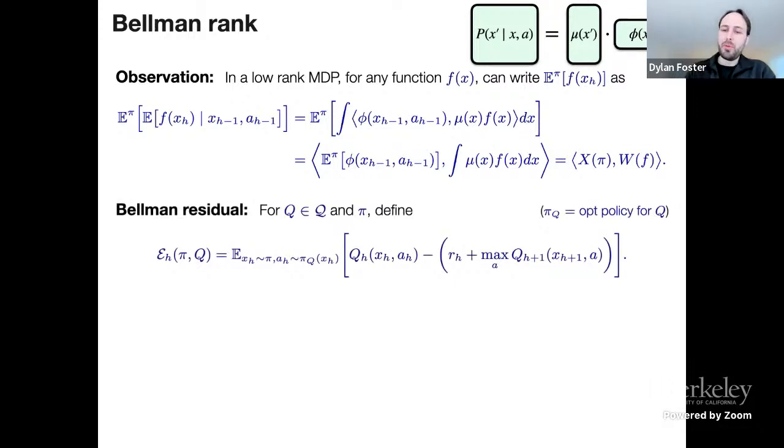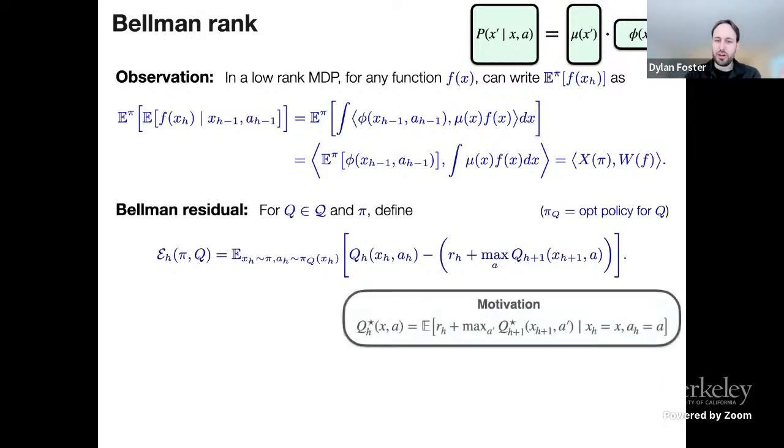These are what we'll call Bellman residuals. Formally, the Bellman residual is a function that depends on a policy pi that I roll in with, and a value function q that I'm considering. This is the difference between the q function at step h and the reward at step h plus the q function at step h plus 1. But we're taking the expectation of this under a process where we follow policy pi until time h, and then choose the action that the policy induced by q wants to take once we get to time h.